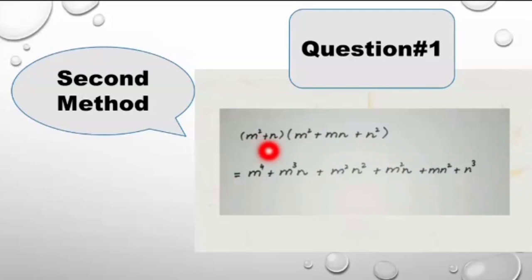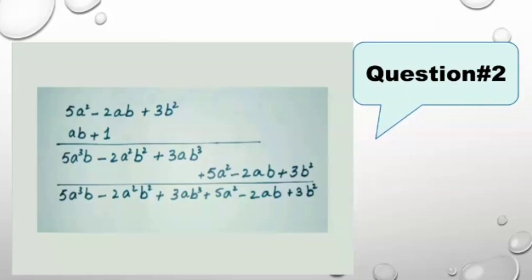Now take n and multiply with each term of the second polynomial. n multiplied by m square will be m square n. n multiplied by mn will be mn square. n multiplied by n square will be n cube. As there is no like term in this product, the answer will remain the same.